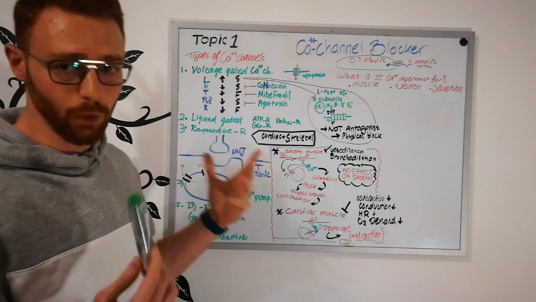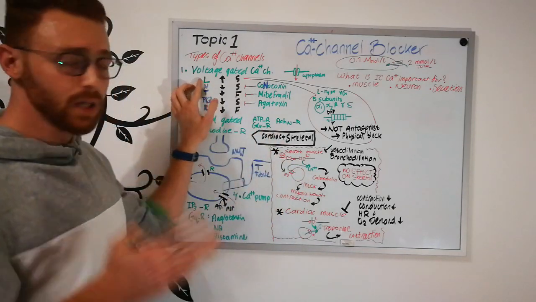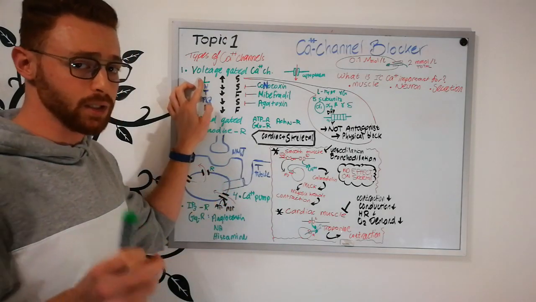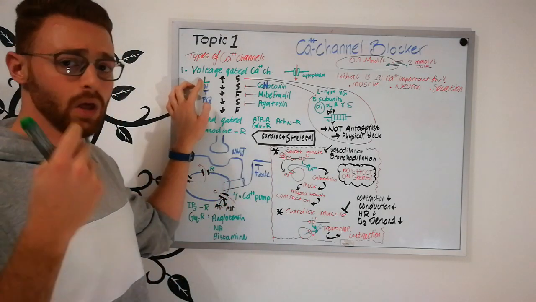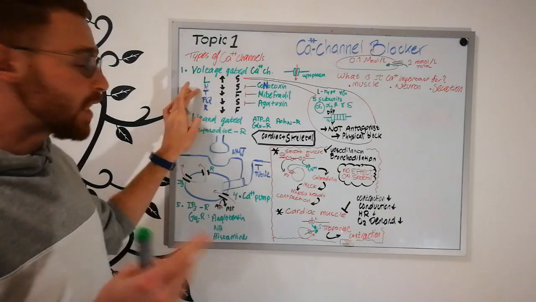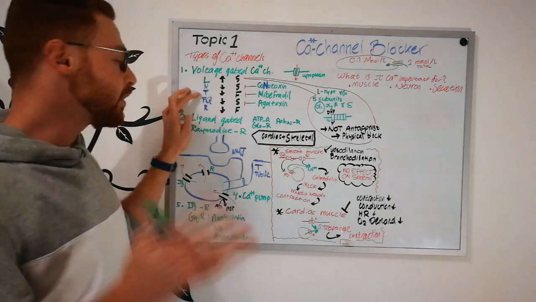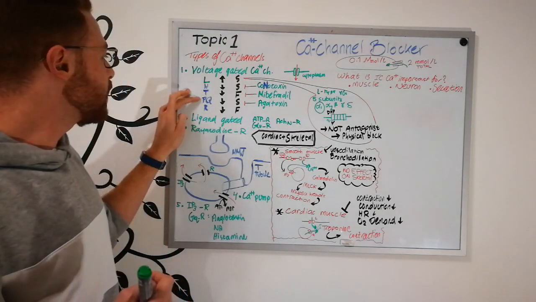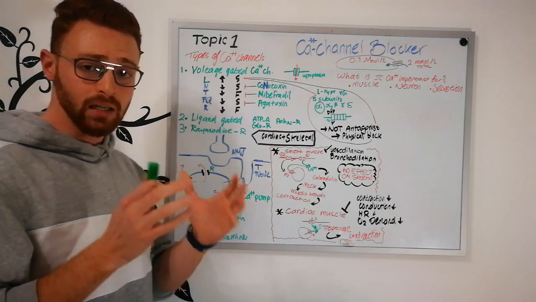It's worth mentioning where these channels actually are. The L-type voltage-gated calcium channel is present in all types of muscles, including the skeletal, the smooth, as well as the cardiac muscles. The N-type is present in the neurons, the T-type is present in the SA node in the atrium, and the PQ is basically present in the nerve terminal.